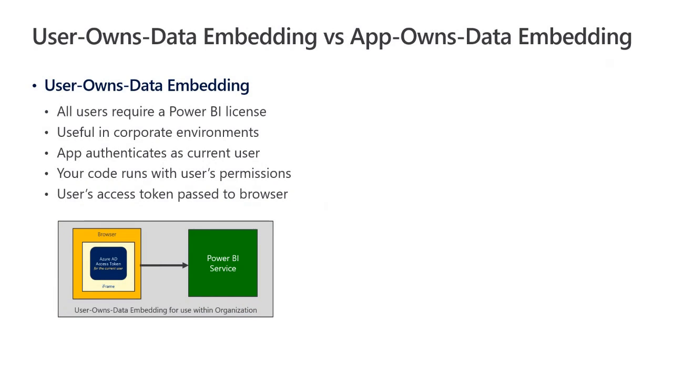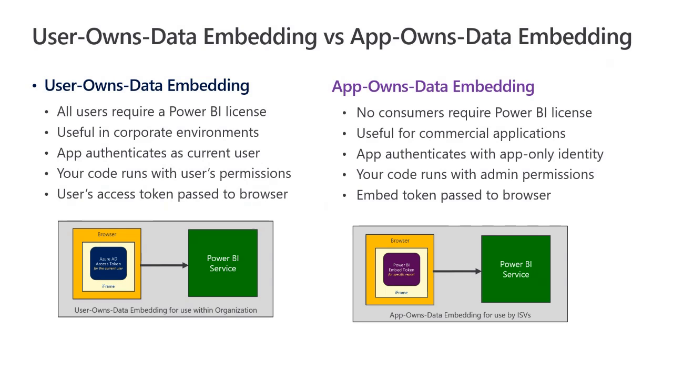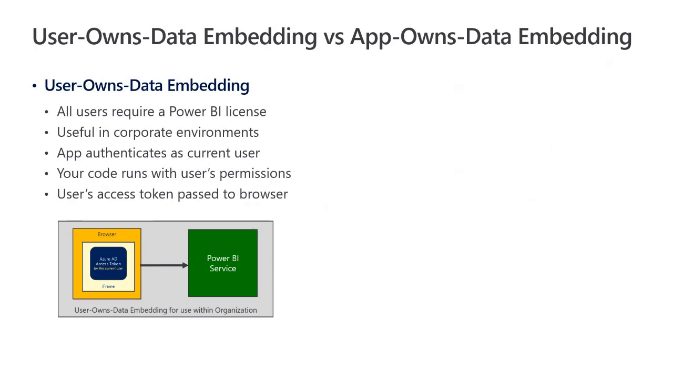Now, one other qualification I want to make just as we get going with these fundamentals is that we have to split embedding into two categories. That which is user owns data embedding, and the second one, which is app owns data embedding. So when we embed as user owns data, we use the user's identity to get an access token and connect to Power BI and call the Power BI service. And we also just take that user's access token that we got from Azure AD and we pitch that back to the browser.